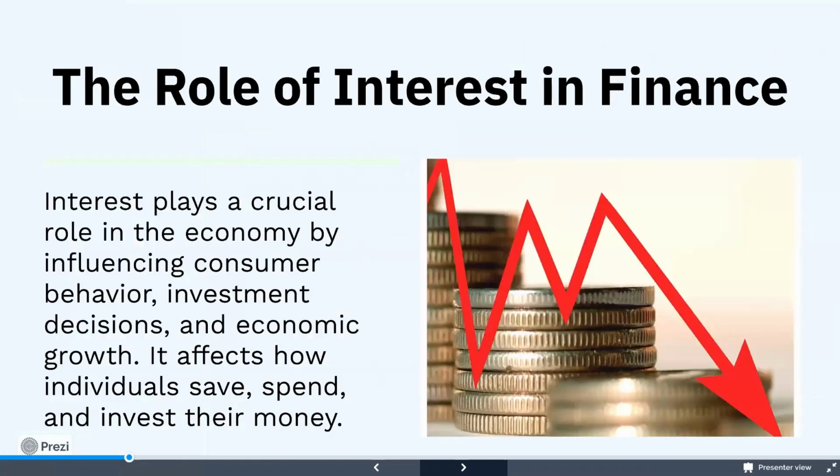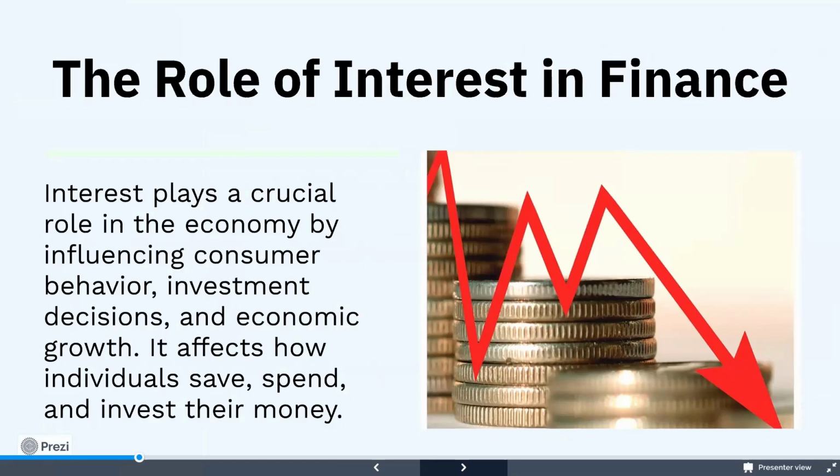The role of interest in finance. Interest plays a critical role in the economy by influencing consumer behavior, investment decisions, and economic growth. It affects how individuals save, spend, and invest their money.